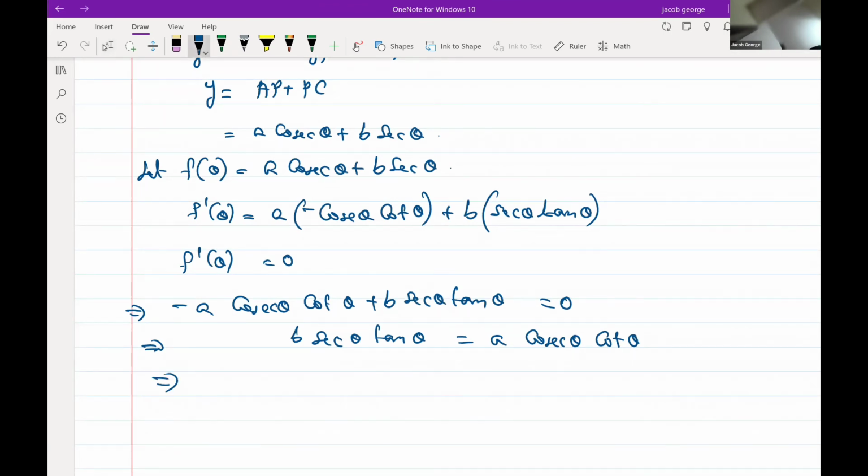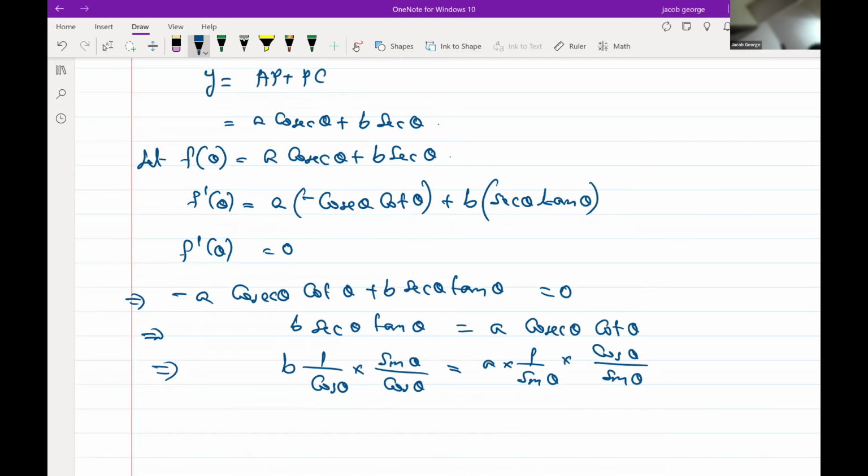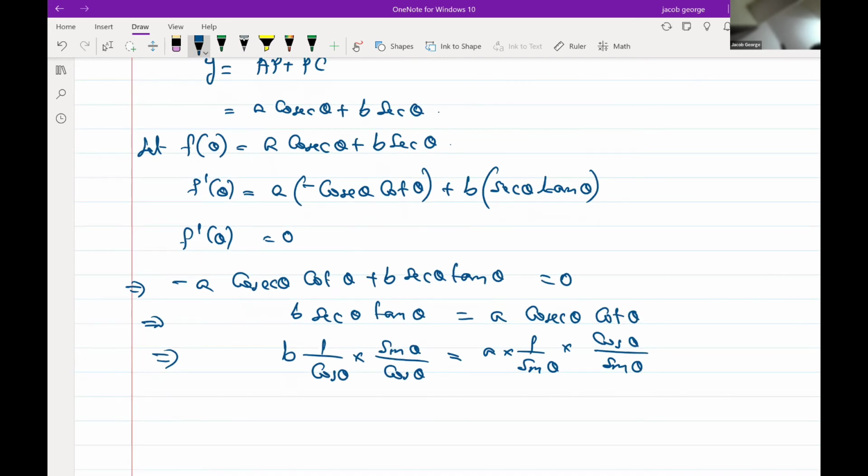That means B into sec theta, which is 1 by cos theta, into tan theta, which is sin theta by cos theta, is equal to A into 1 by sin theta into cos theta by sin theta. Now let's take all the sine terms to the left side, here sine square, and cos terms to the right side. That means totally we get B sine cube theta is equal to A cos cube theta.